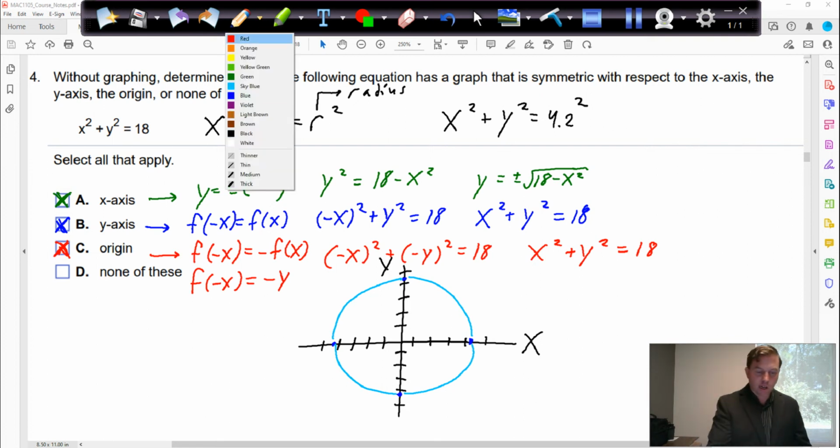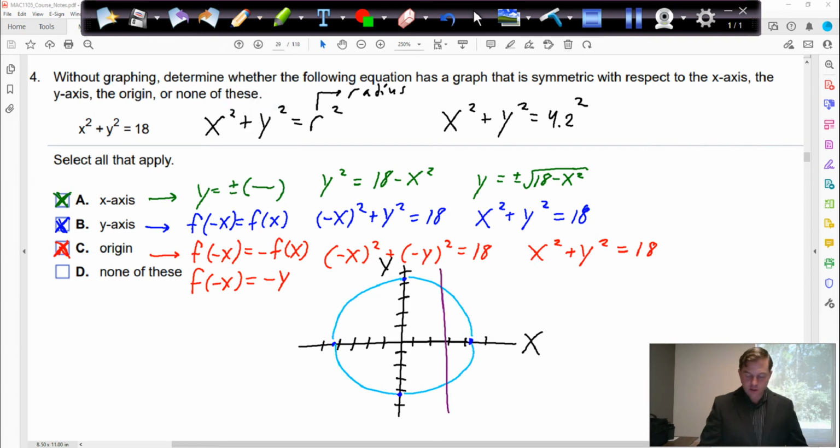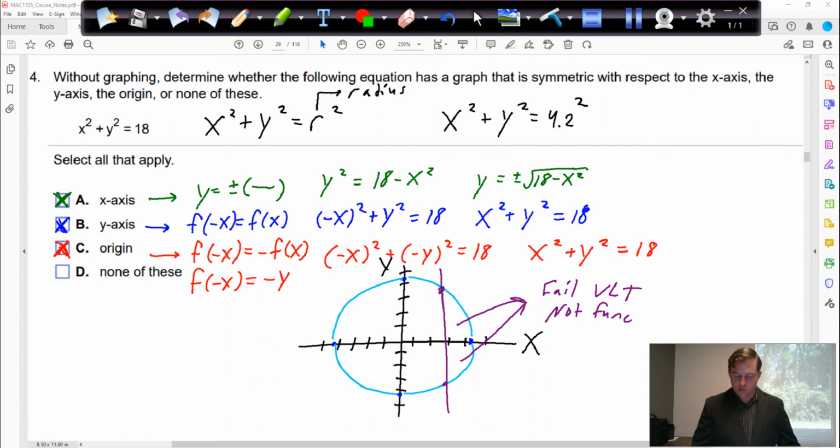But keep in mind, it's going to fail the vertical line test. So this is not a function. So yes, it has all these symmetries, but it's not a function. And we're going to mostly want to deal with functions. So you won't see this too often. In most of our cases, we're going to only pick one of those three, or possibly none.